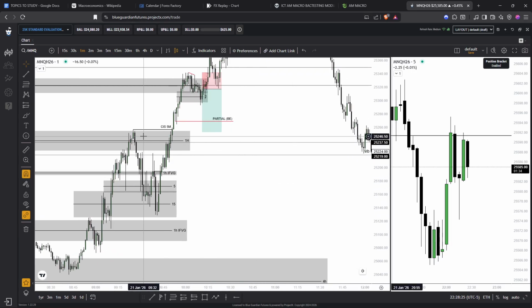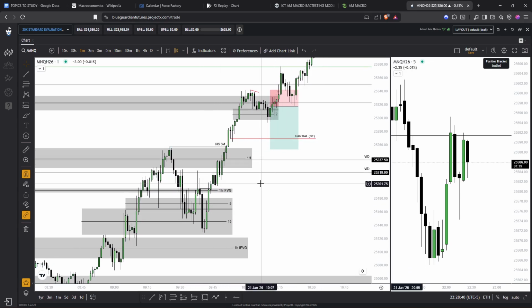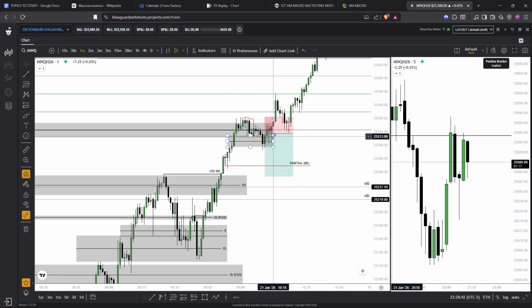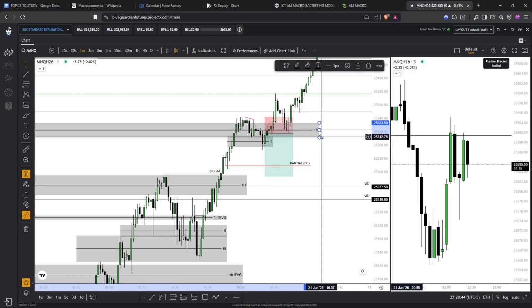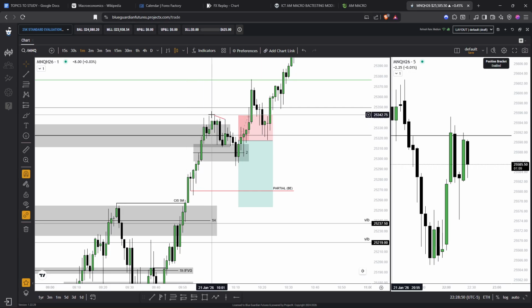After this pullback to the range, I completely missed this trade since it was not inside my macro timing. Most people took this trade only after seeing it hold the 15 minute fair value gap, and I completely missed it. But after that, I targeted this 1 hour fair value gap as my draw on liquidity, and after it got hit, we had some sort of an SMT and a state of displacement, and I took this trade.